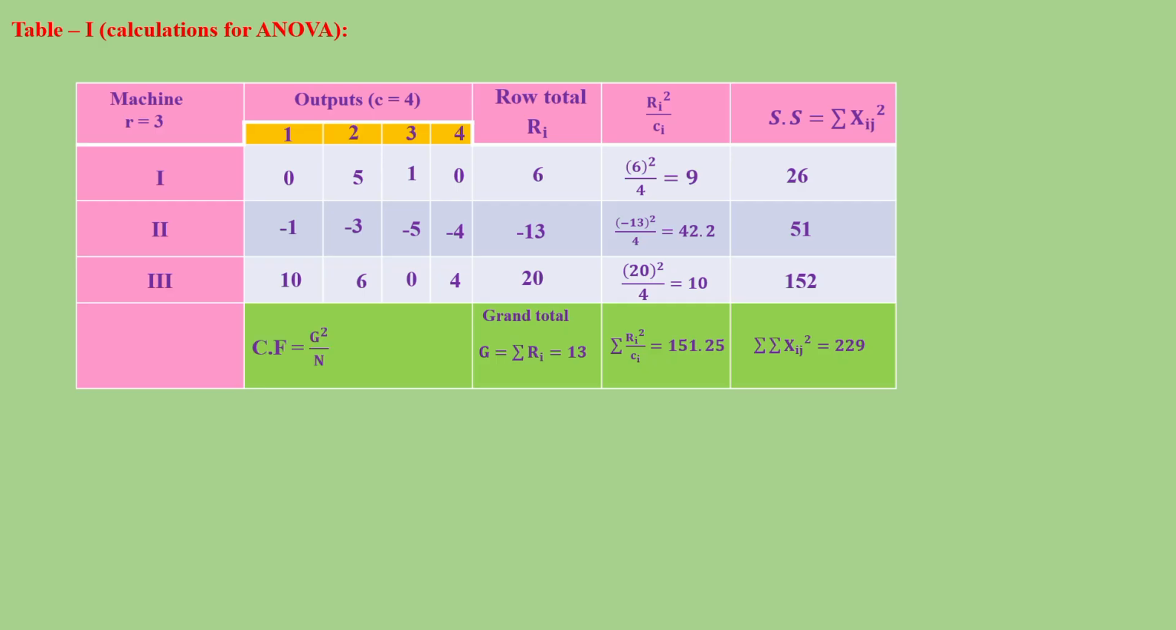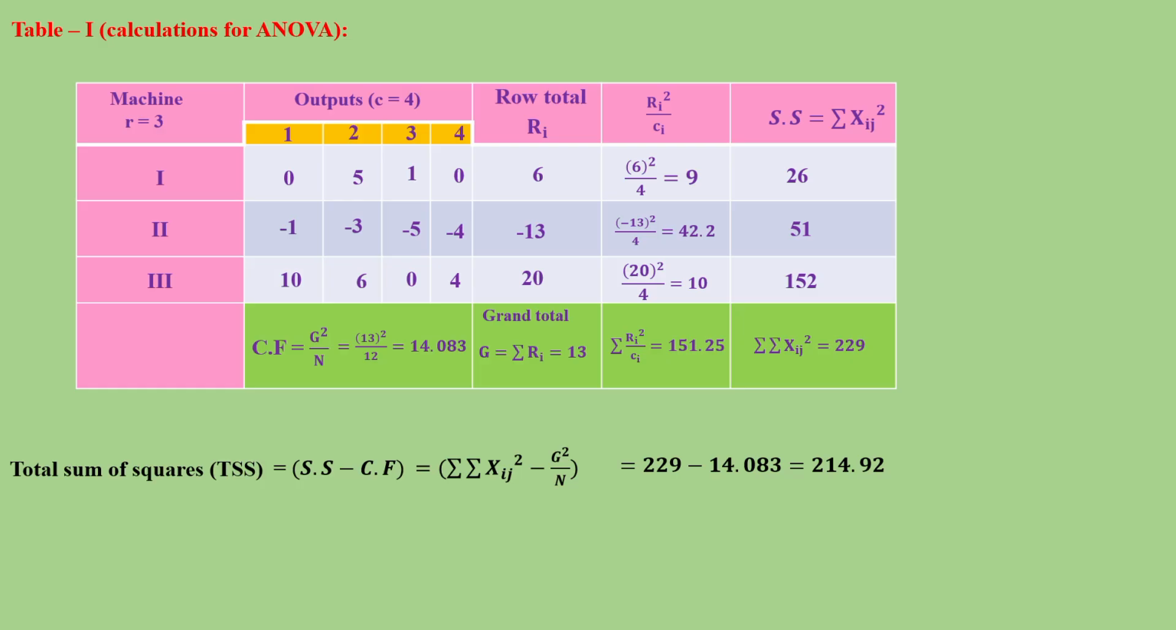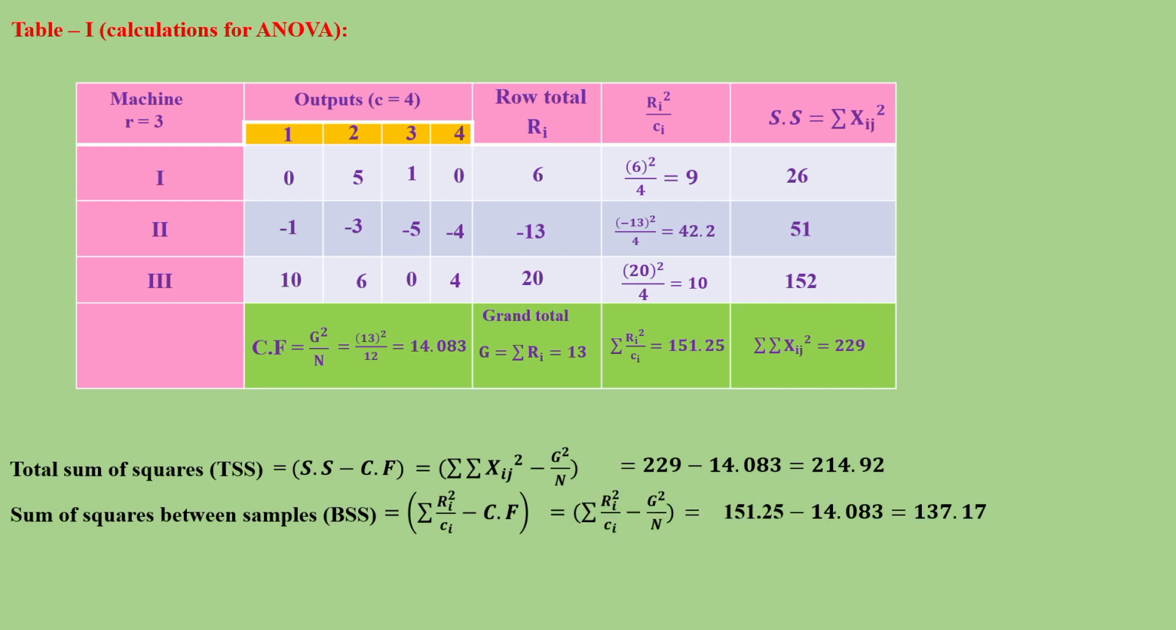Then correction factor is equal to G square by N, that is equal to 14.083. Next, total sum of squares, formula SS minus CF, that is equal to 229 minus 14.083, that is equal to 214.92. Next, sum of squares between the samples is equal to summation Ri square by Ci minus correction factor. So 151.25 minus 14.083, that is equal to 137.17. Sum of squares within sample, WSS, is TSS minus BSS. So 214.92 minus 137.17, that is equal to 77.75.